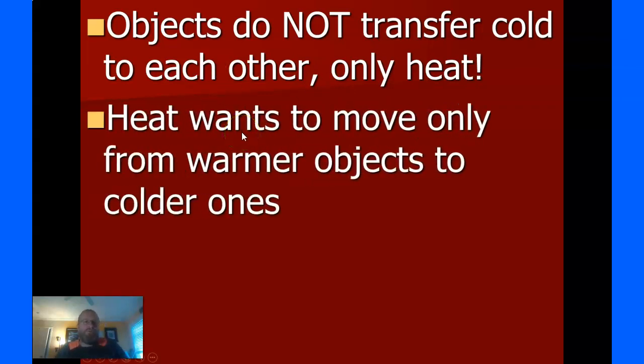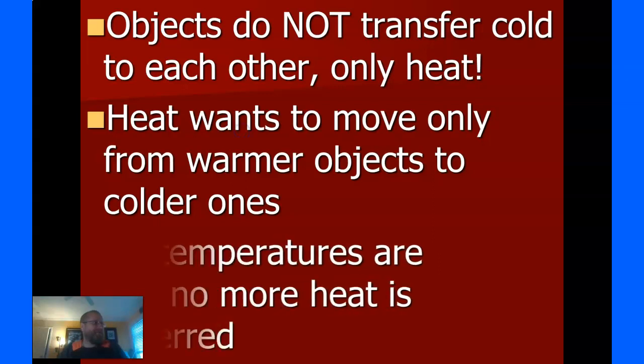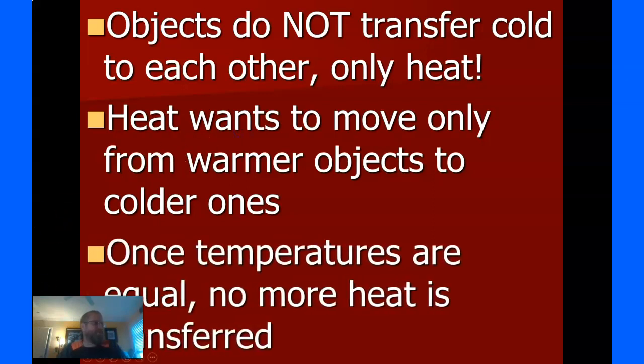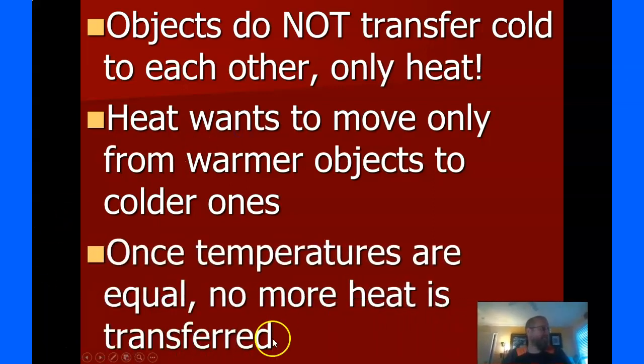Heat always wants to move from warmer objects to colder objects. So when two objects touch at different temperatures, heat flows from the hotter one to the colder one. Always. It's natural. It just happens naturally, just like if you let go of a pencil and it falls to the ground. Once temperatures are equal, no more heat is transferred. Okay.